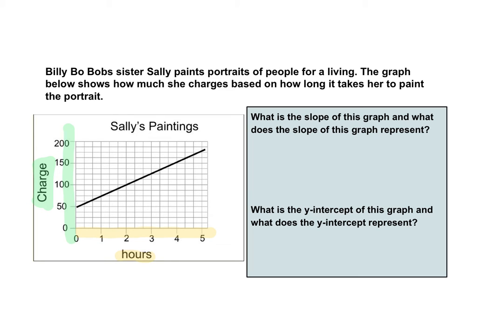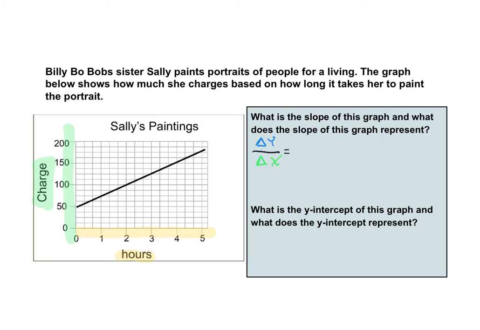So the first thing we are asked is, what is the slope of this graph and what does it represent? So let's remember that whenever we are talking about slope, we are talking about our change in y divided by our change in x. And typically in a word problem, the slope is going to be the rate of change, or some kind of a unit rate of sorts.